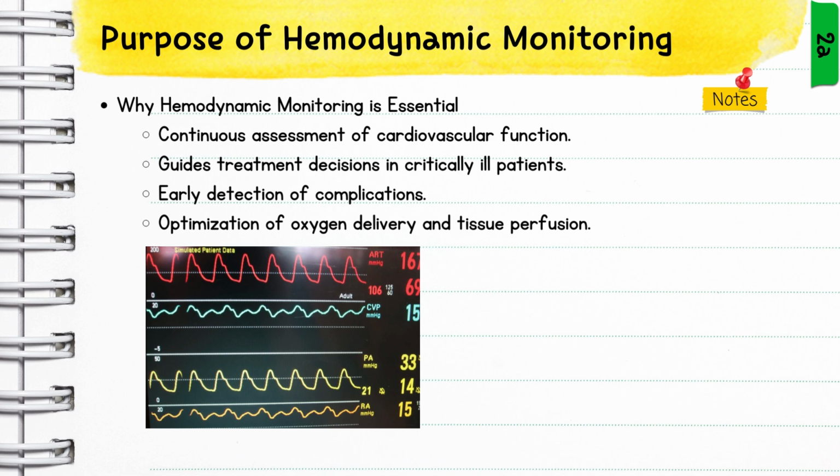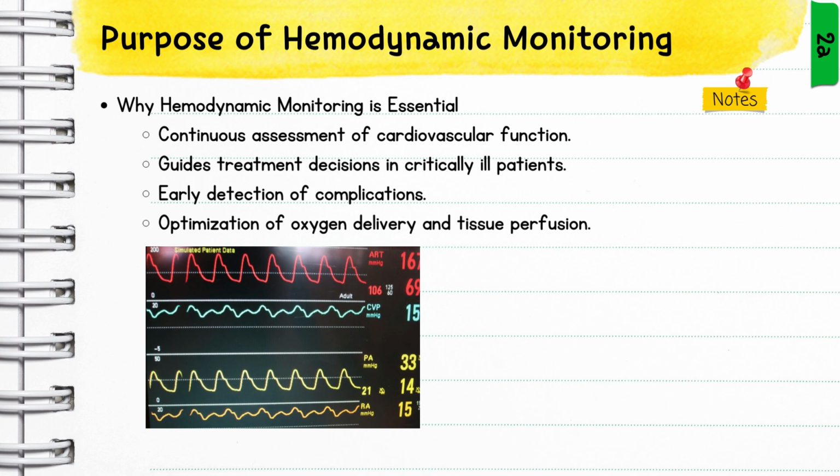Okay, so hemodynamic monitoring is the cornerstone of critical care nursing. It allows us to continuously assess the cardiovascular function of our patients, providing real-time data that guides treatment decisions. This monitoring is so important for detecting complications early, which we all know is the sign of a really good nurse. Some of those things that you want to detect early: shock, heart failure, and we also want to monitor everything in our patients so that we can optimize oxygen delivery and tissue perfusion, like essence of life, right?